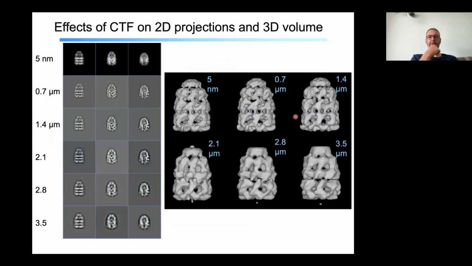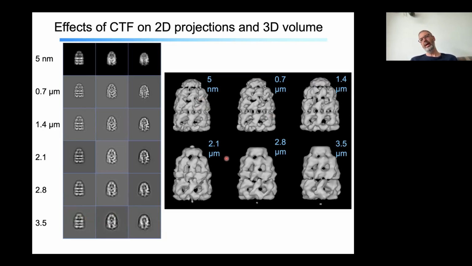And then if we look at the effects of the contrast transfer function on some 2D projections of GroEL, if we go from close to focus, 5 nanometers, out to 3.5 microns, we can see this effect of a blurring of our object. So we start to lose some of the fine details, or they're more difficult to see. And we can see this effect of spreading of the information further and further out into the box.